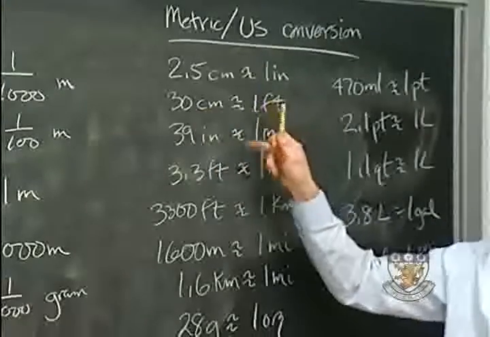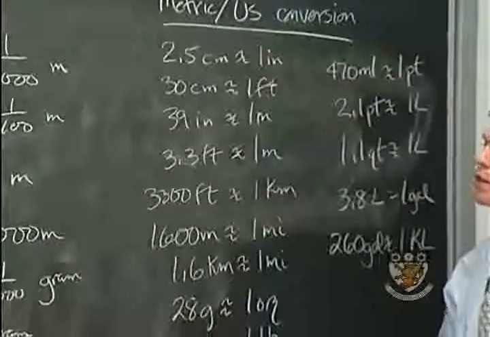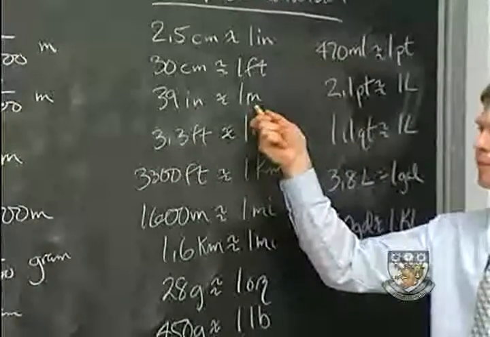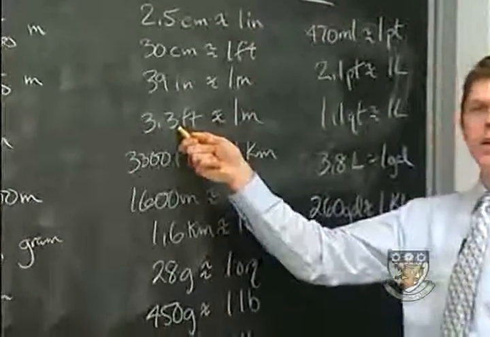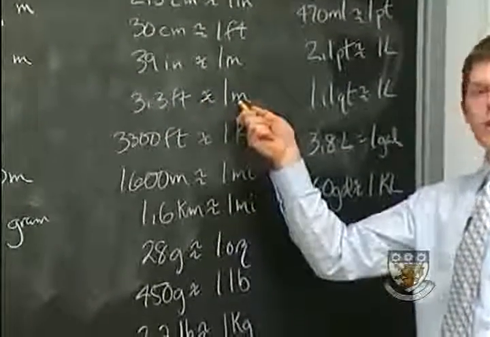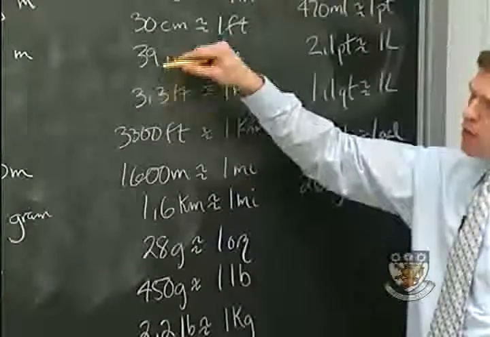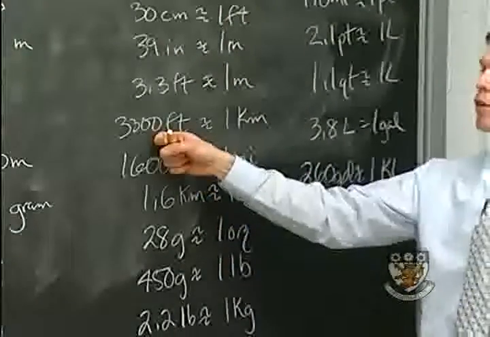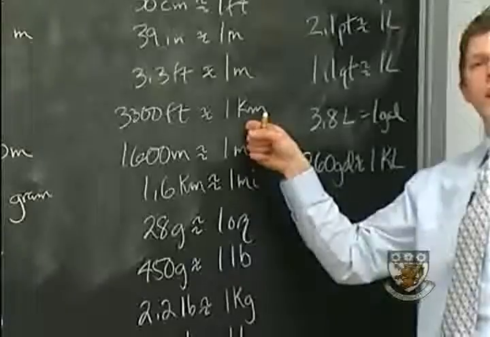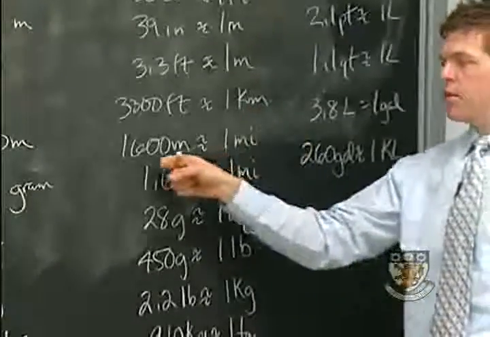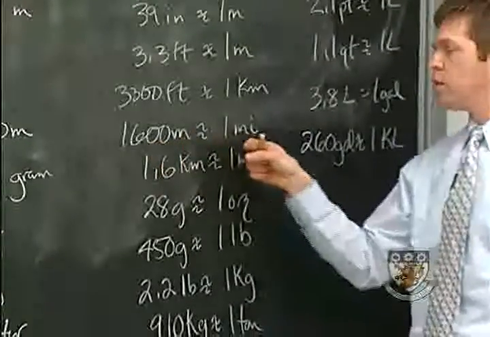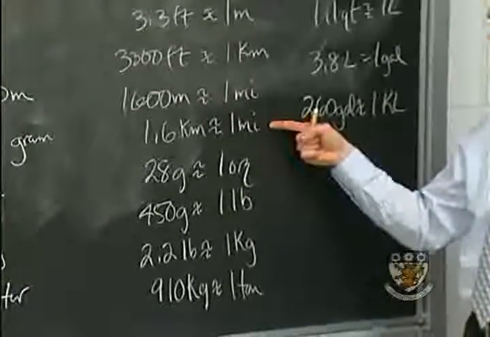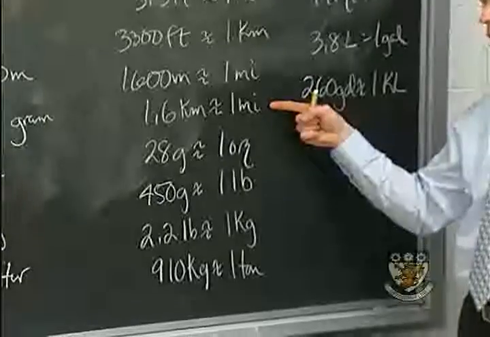30 centimeters is the equivalent of 1 foot. 39 inches is the equivalent of 1 meter. 3.3 feet is also the equivalent of 1 meter. 39 inches is 3.3 feet, by the way, so they are consistent. 3,300 feet is the equivalent of 1 kilometer. 1,600 meters is the equivalent of 1 mile. 1.6 kilometers is the equivalent of 1 mile.